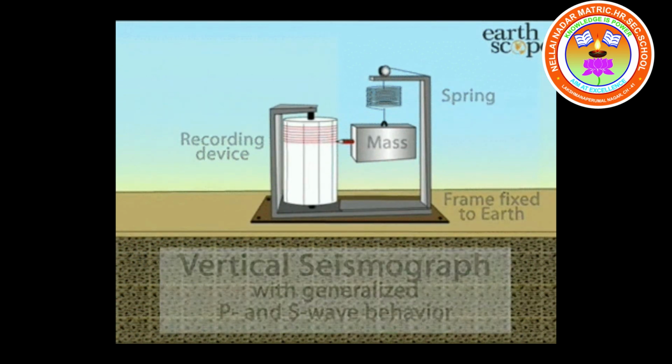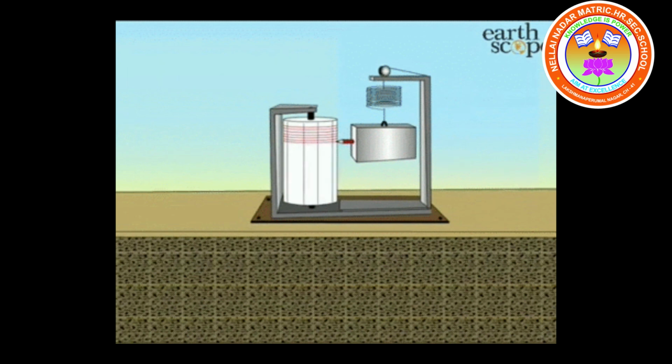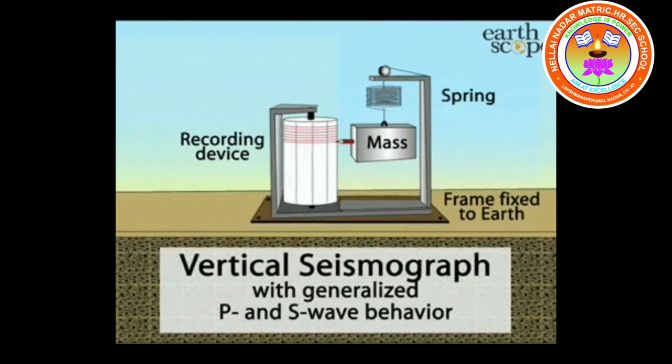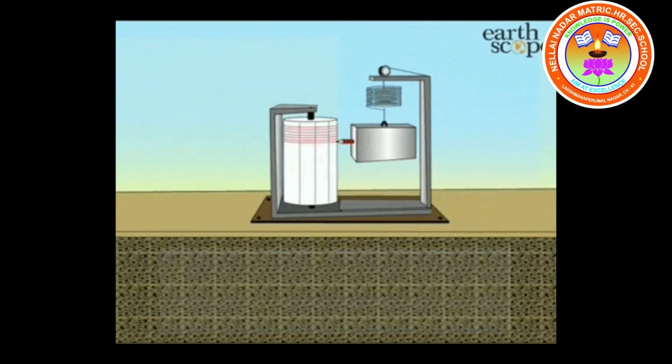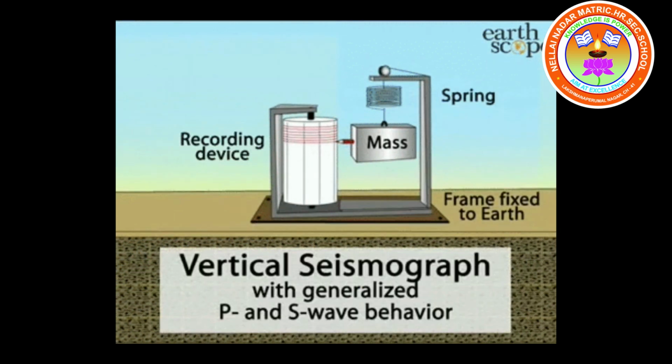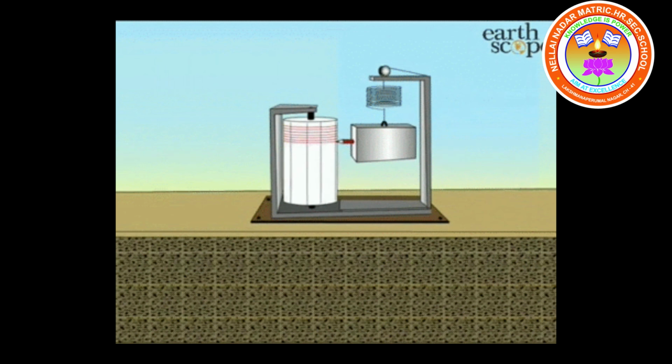P and S waves behavior. It is supported to the P wave compressive and S wave shear, and spring, mass, frame fixed to earth. So everything we can see how it is working. So the instrument which records the earthquake waves is called a seismograph or seismometer. The science that deals with the earthquake is called seismology. Is it clear, children, to you?